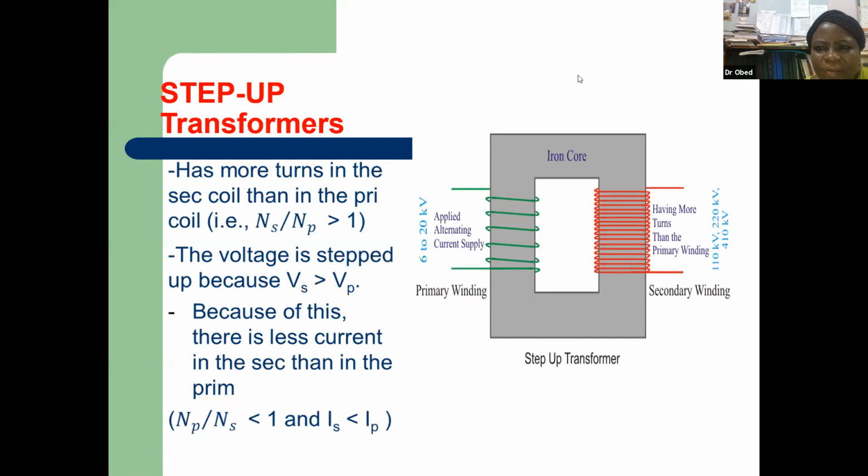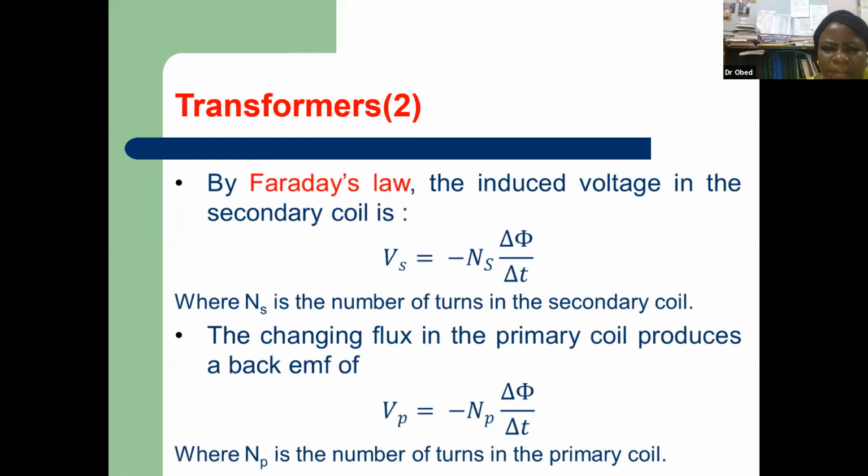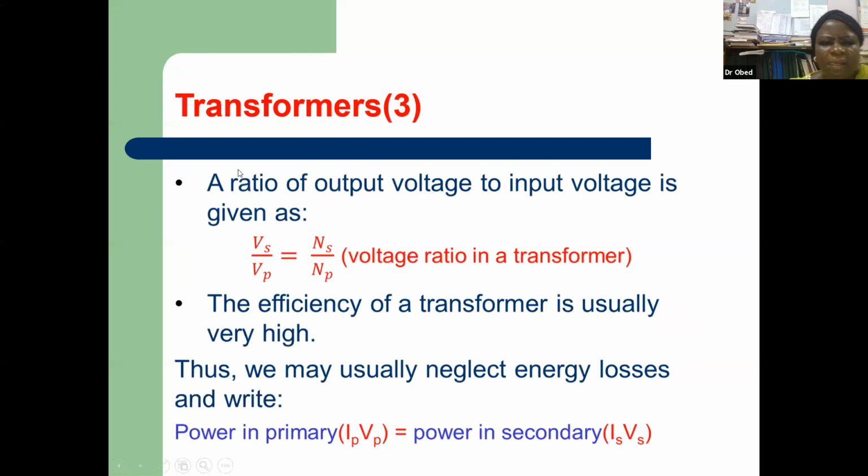We are not here yet, but I'll just show you briefly. This is the secondary coil winding. This is the primary. A ratio of output voltage to input voltage is given as Vs over Vp equals Ns over Np. This is the voltage ratio in a transformer.